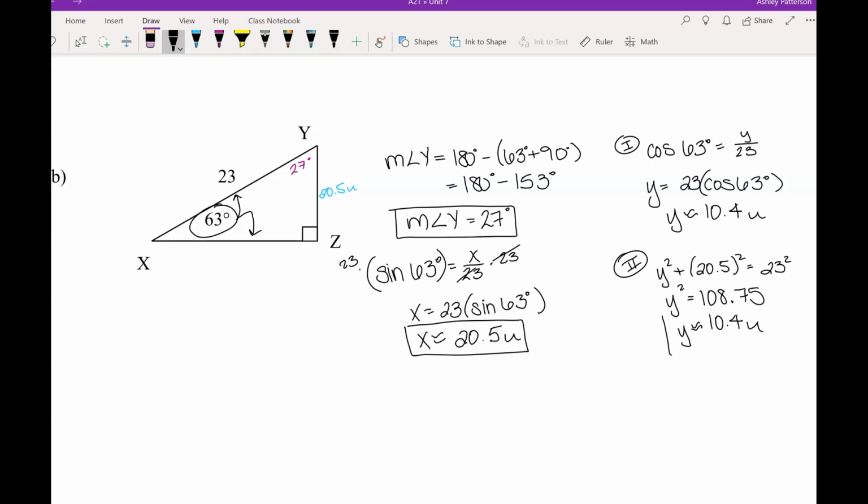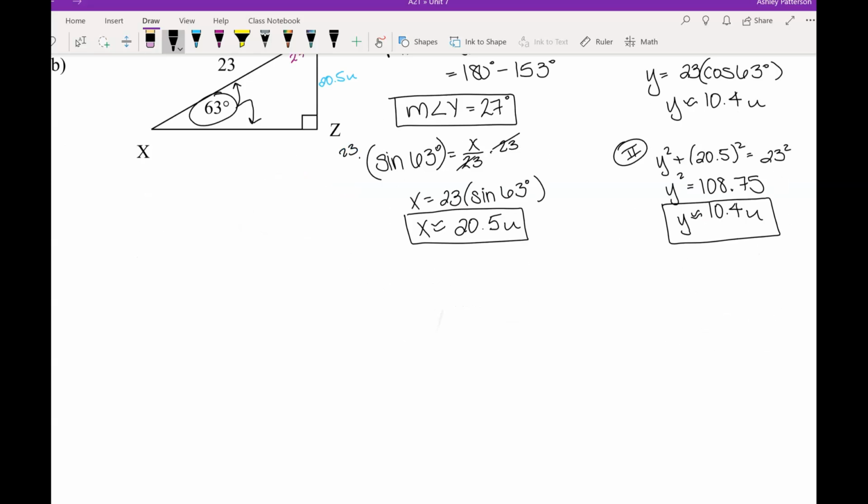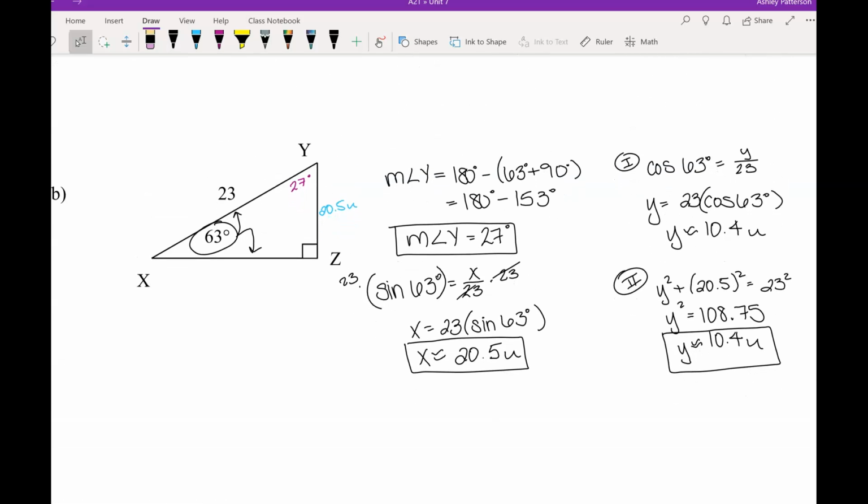So you've got two options when you come to that last piece of solving the triangle. Please know that you need to put units because we're dealing with side lengths. And hopefully this was a nice little refresher for you guys.